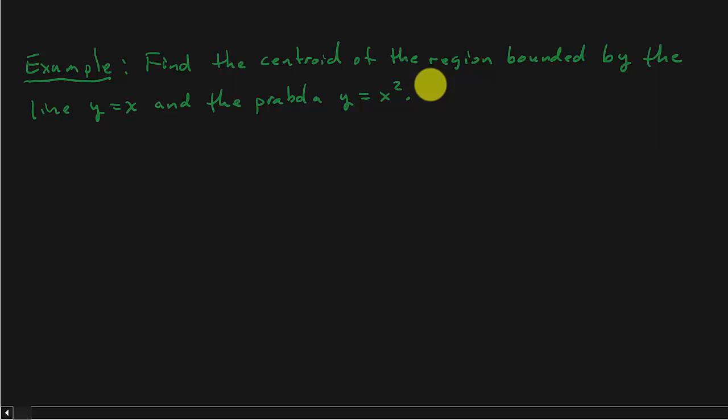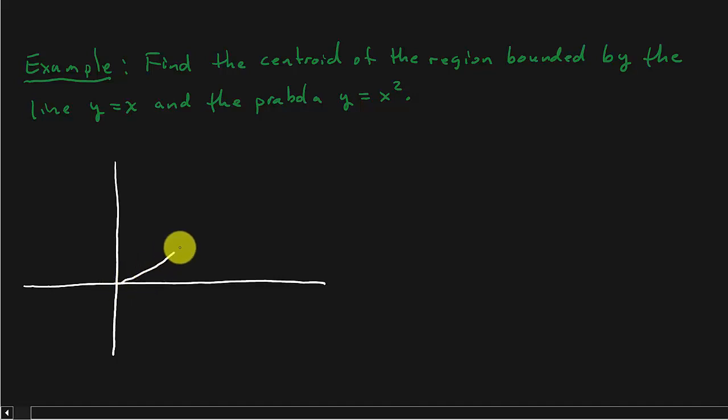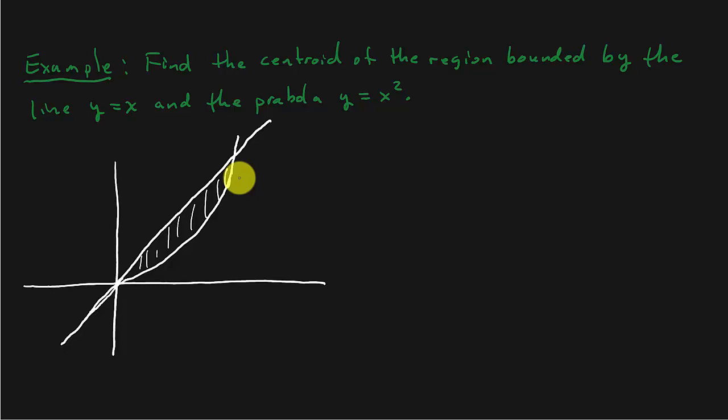All right, so here they want us to find the centroid of the region bounded by the line y equals x and the parabola y equals x squared. So let's draw this. There's the parabola, and here's my line. And I know I've exaggerated it a little bit, but this is what we're looking for, this region right in here. So this is a little bit different, but you shouldn't have any problem with it. So the centroid, it's the same thing as before.